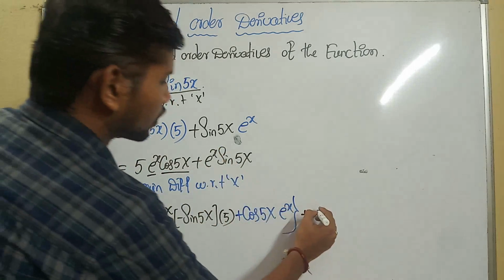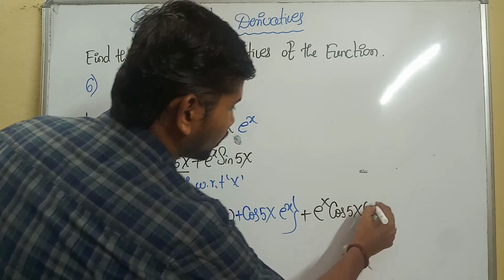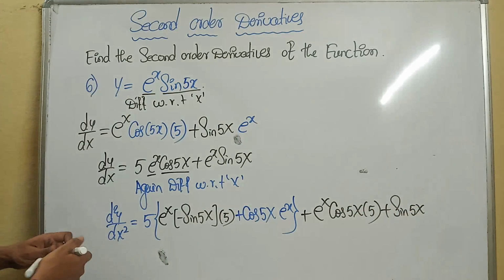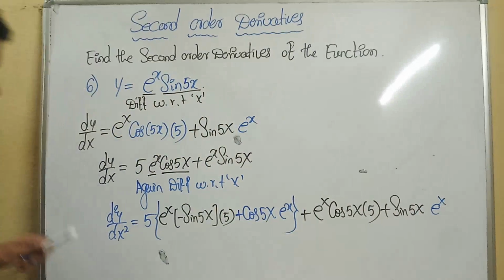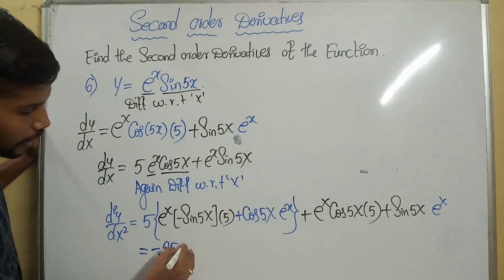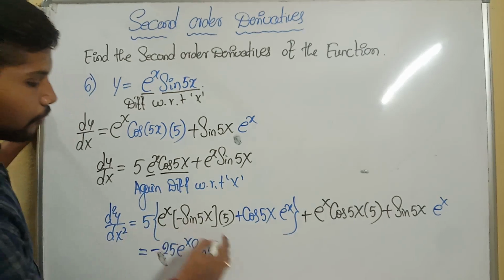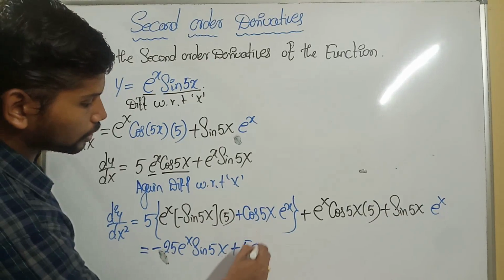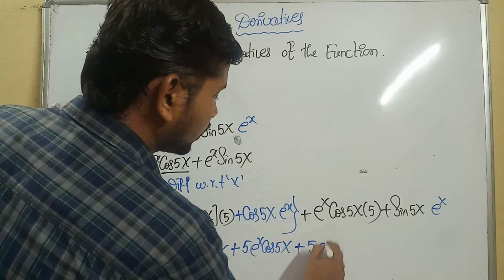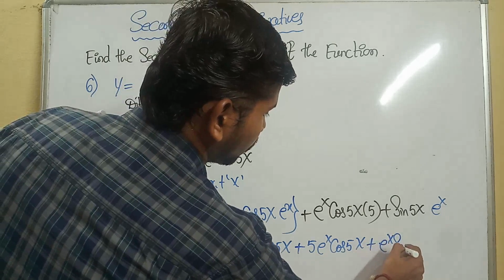In the similar manner for the next one, e raised to x, sin 5x derivative will be cos of 5x, and the 5x derivative will be 5. After that, sin of 5x as it is, e raised to x derivative will be e to the power x. Now it will be 5 into 5, which is minus 25 e raised to x sin of 5x, it is negative. Again it will be plus 5 into e raised to x cos of 5x, plus 5 e raised to x cos of 5x, plus e to the power x sin of 5x.